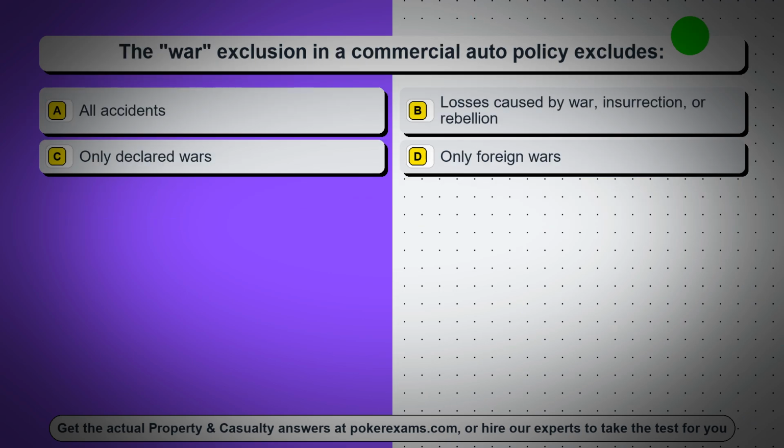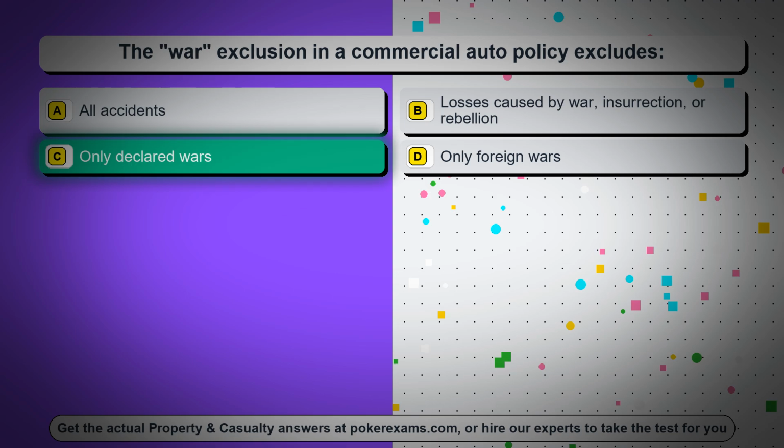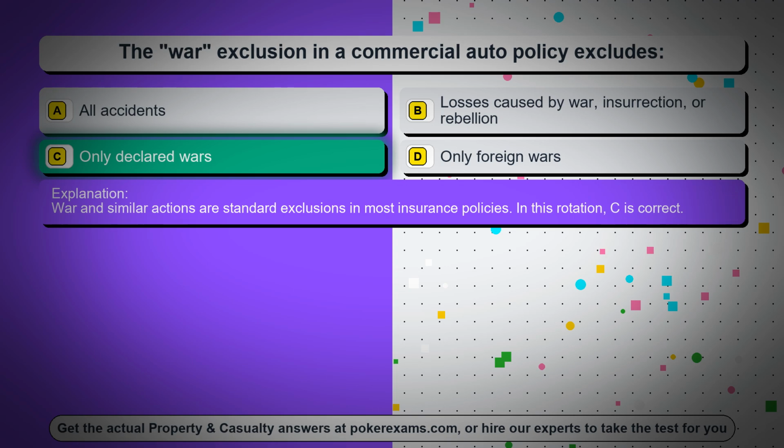Question 56. The war exclusion in a commercial auto policy excludes: Option A, all accidents. Option B, losses caused by war, insurrection, or rebellion. Option C, only declared wars. Option D, only foreign wars. The correct answer is option C, only declared wars. War and similar actions are standard exclusions in most insurance policies. In this rotation, C is correct.